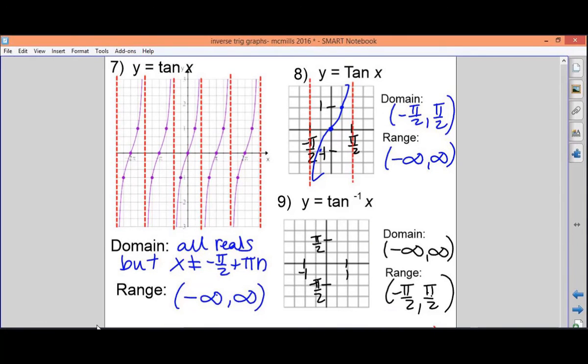So I'm going to go and draw in the asymptotes. This time they're going to be horizontal asymptotes instead of vertical. And then when we draw in our inverse points, just switch x and y. And now it's just the tangent curve on its side.